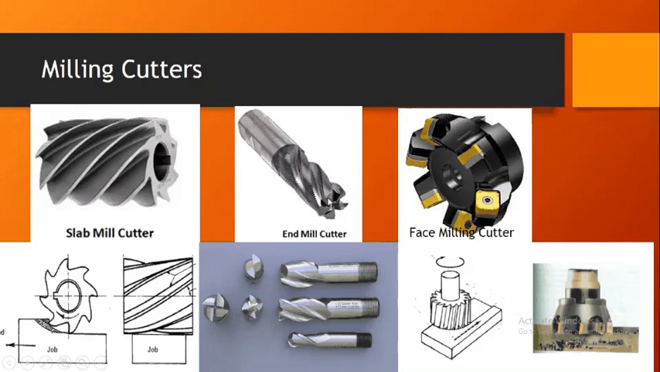This is the end milling cutter which is operated in the vertical axis machines and these are the cutting edges. This is the face milling cutter which is again used in the vertical axis machines and these are the cutting edges which remove the material from the workpiece surface. This is the representation of the material removal in case of the face milling cutter.